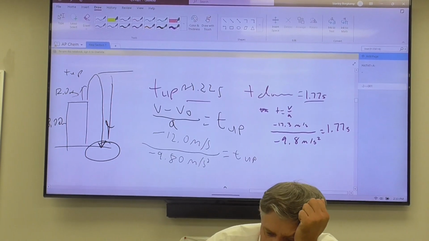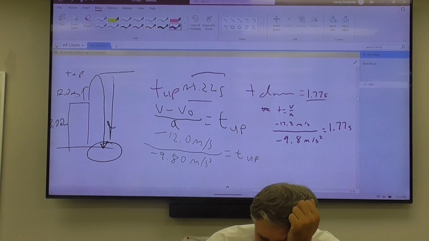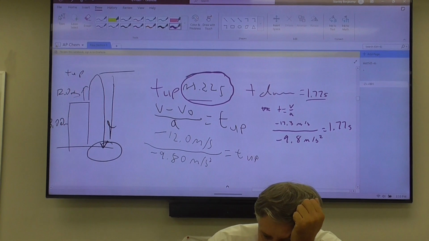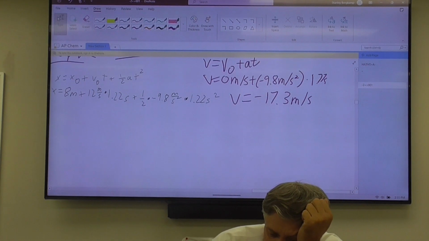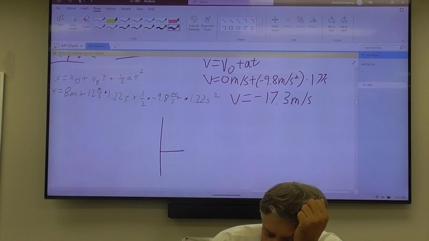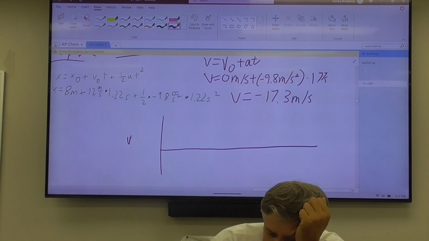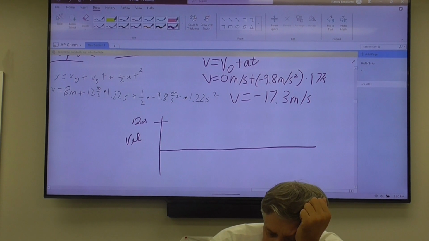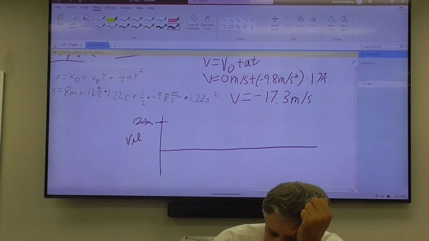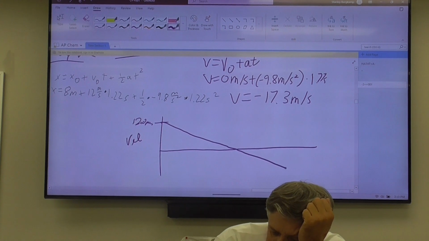So let's start with the time up, which is 1.22 seconds, which is going to actually start with the velocity time graph. So where's your velocity time graph going to start? 12 meters per second. And then what's it going to do? Go down. Like this, right?